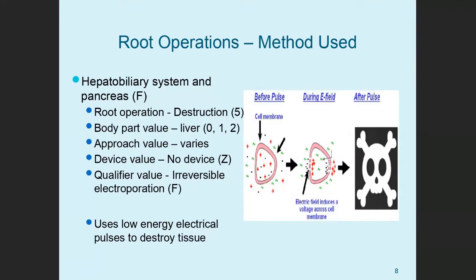There are also qualifiers that provide information about how the root operation was performed. For example, the qualifier irreversible electroporation uses low energy electrical impulses to destroy tissue. So under destruction in the hepatobiliary system and pancreas, in the liver, you're going to have irreversible electroporation. That gives more info. It was destroyed. How was it destroyed? This tells you what methodology was used.